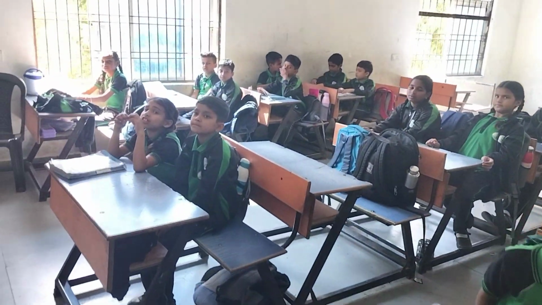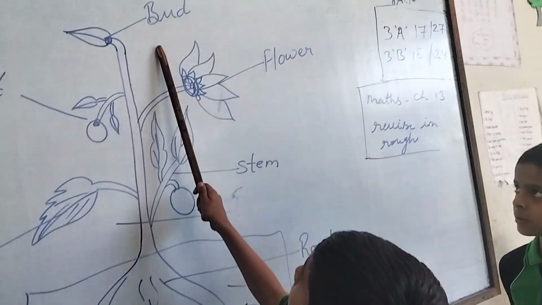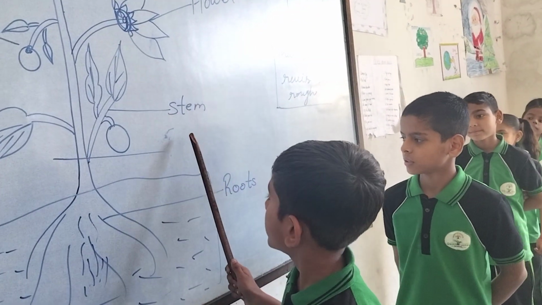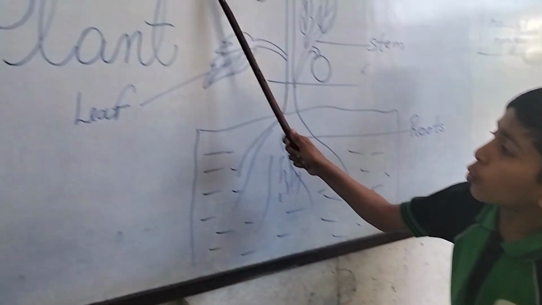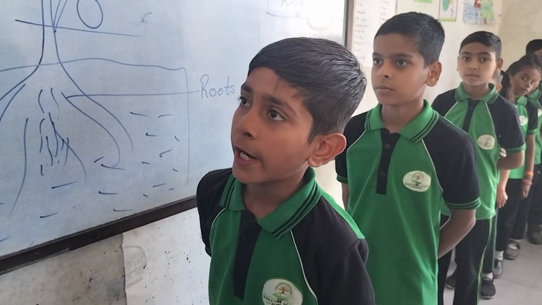Okay. Today's activity: parts of a plant. Devraj, explain some parts of the plant. Bud, flower, stem, root, leaf and branch. Very good. These are parts of a plant.